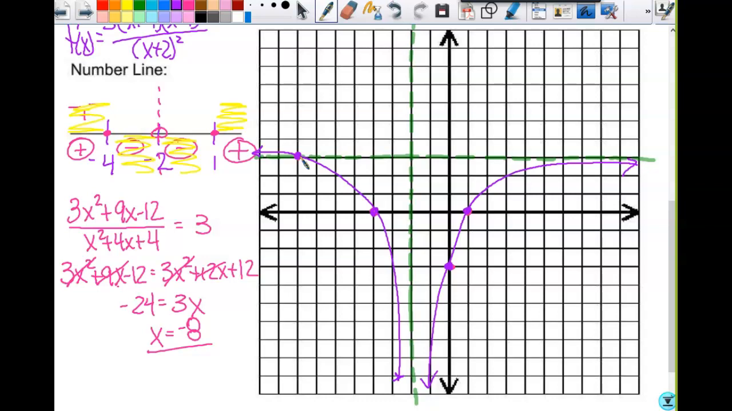What questions do you have? Well, good. All right. I know, it's just a bunch of graphing. We got one more. All right. Last one.